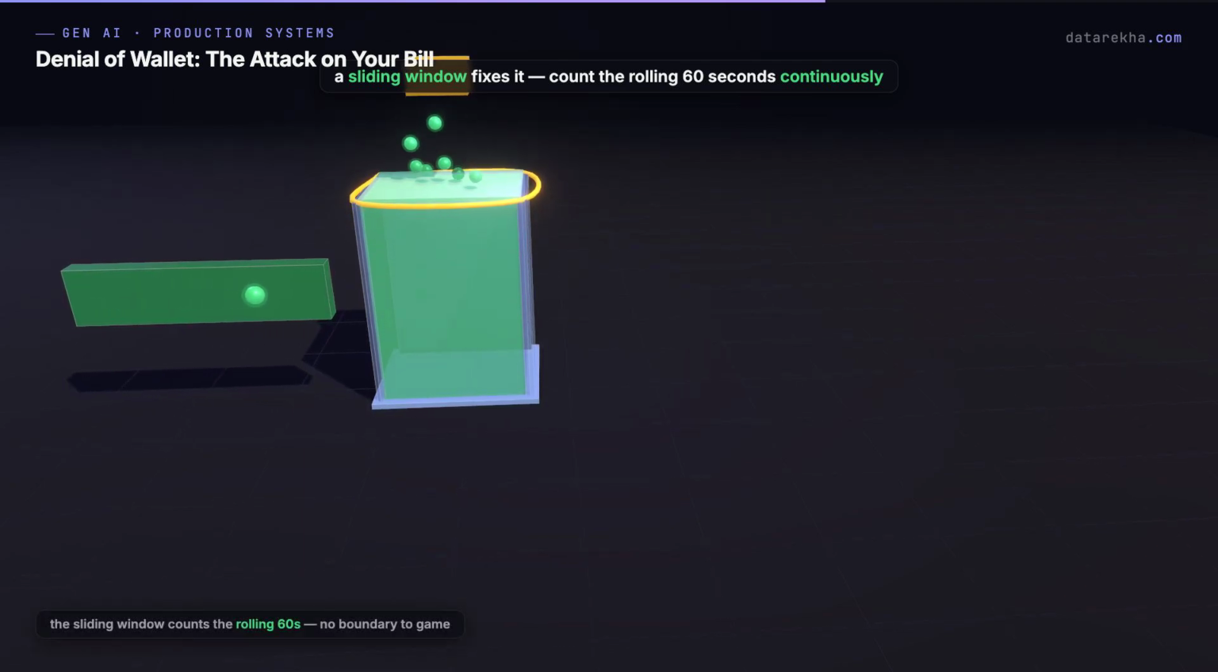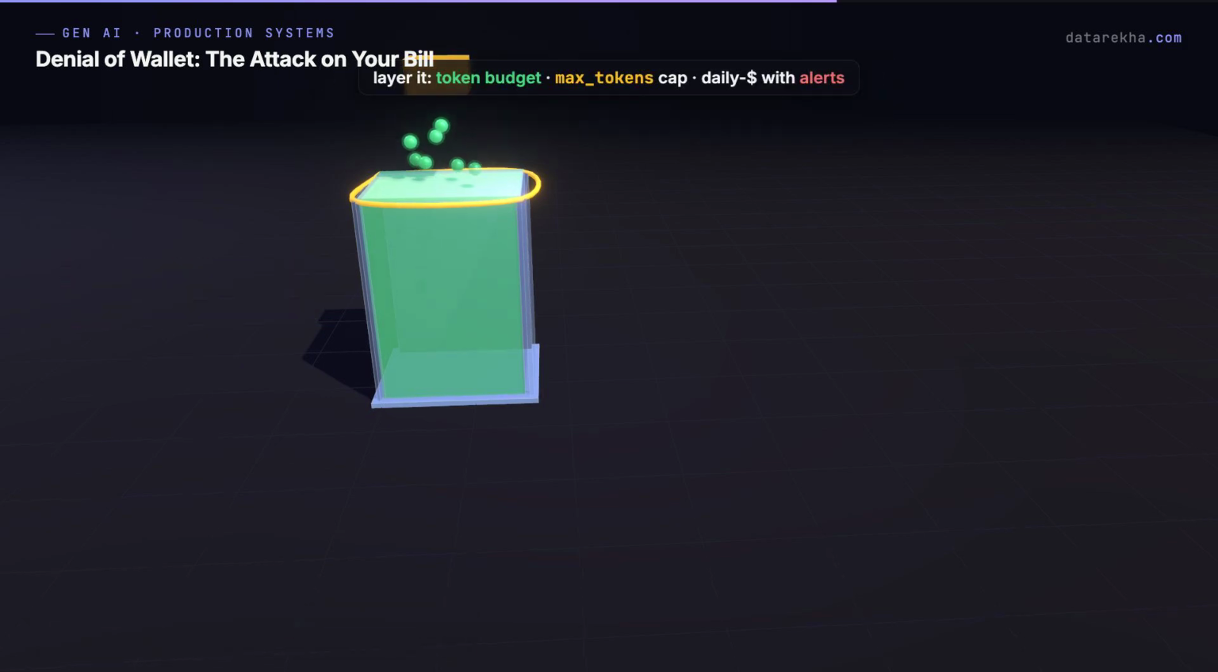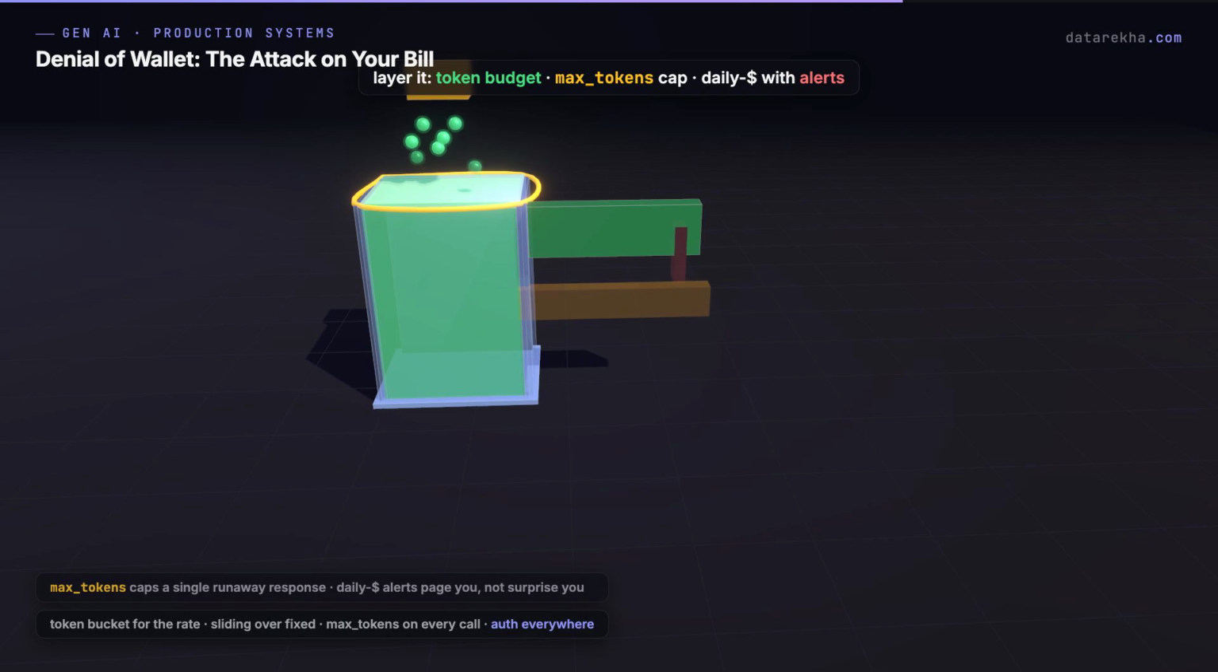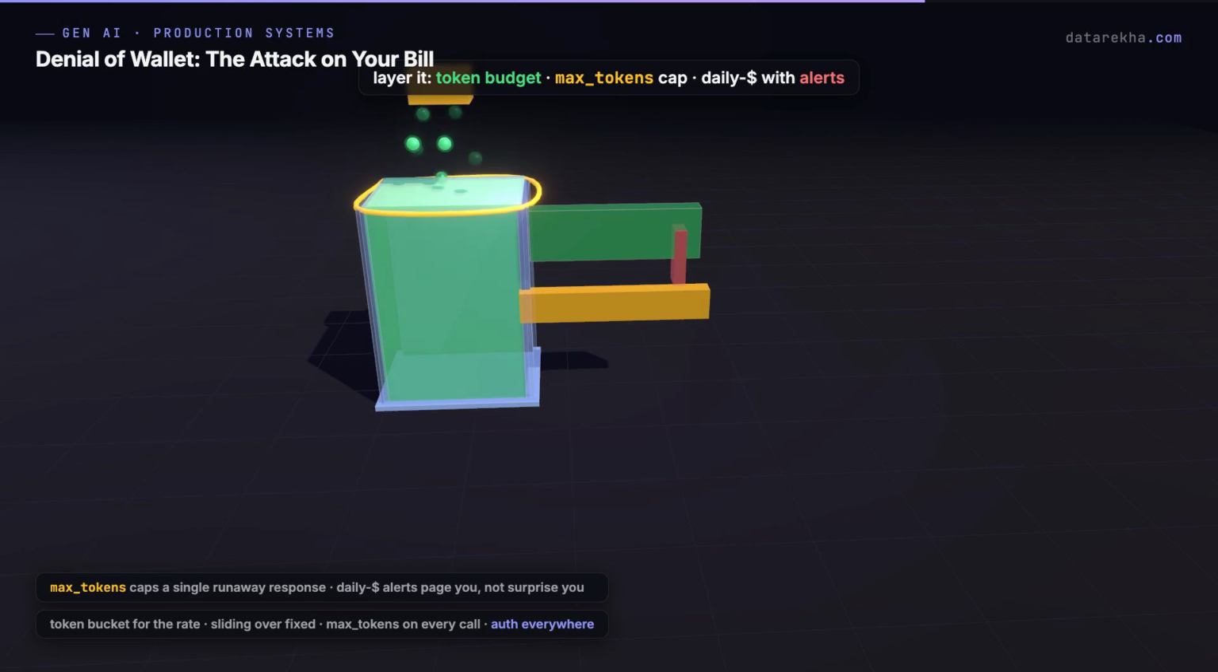But no single control is enough. The defense is layered, every layer keyed per identity. Second, the token budget, the core control, summing input plus output and rejecting when the budget blows. Third, a max_tokens cap against a single runaway response. Fourth, a daily dollar cap with alerts, so you get paged instead of surprised at midnight.